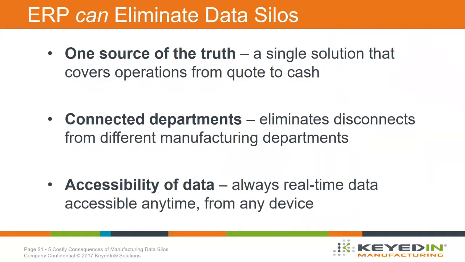So, ways that ERP systems can help you to eliminate data silos. When you implement ERP systems, it becomes that single source of truth. I talked about that earlier. It is the single solution whereby everyone is working on the same page and we have one system from quote to cash. We see more connected departments. It eliminates the disconnect and promises being made that other departments can't keep.